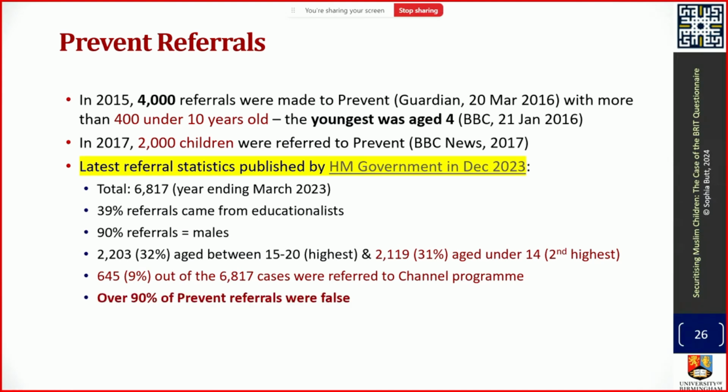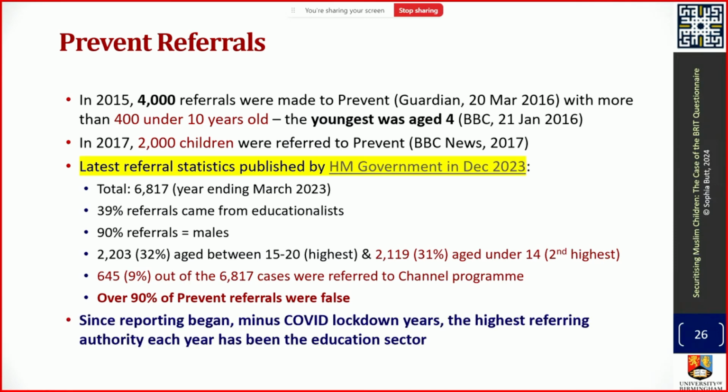Over 90% of the referrals were considered to be false. And since reporting began in 2015, minus the 2 lockdown years, so 2020 and 2021, when we were still in hybrid mode and so on, the highest referring authority, specified authority, each year has been the education sector. Most of the referrals for Prevent, they don't come from police, they don't come from surveillance officers, they don't come from the prison services, they come from the education sector.